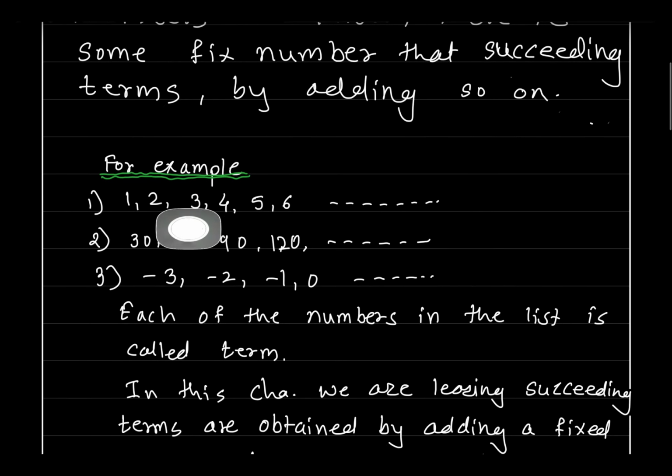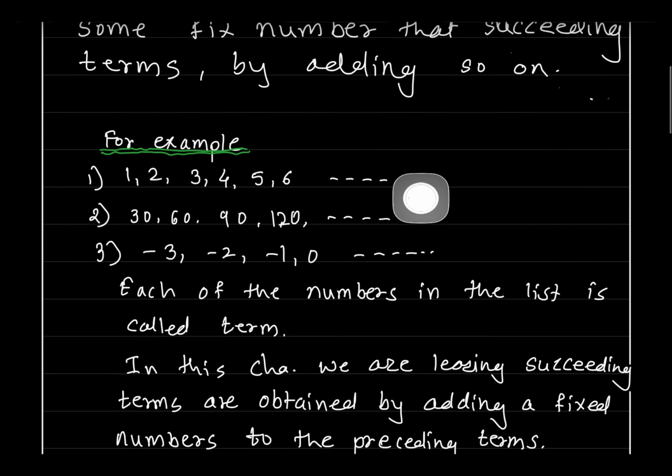Now here some examples are given. Here 1, 2, 3, 4, 5, dash dash means so on. There is no end term. Here you are adding 1. Now second: 30, 60, 90, 120. You are adding 30. It means a fixed pattern is there. You add, and then you get the succeeding number.